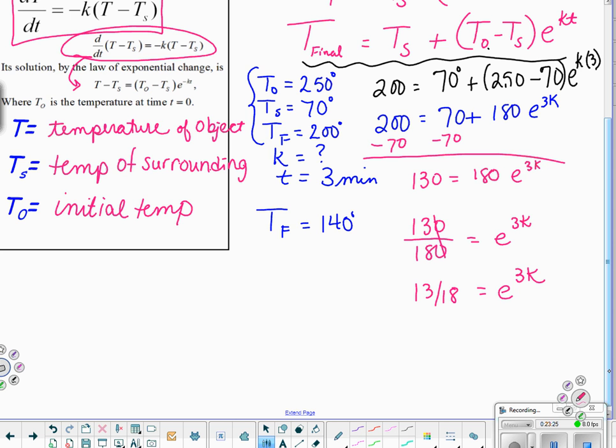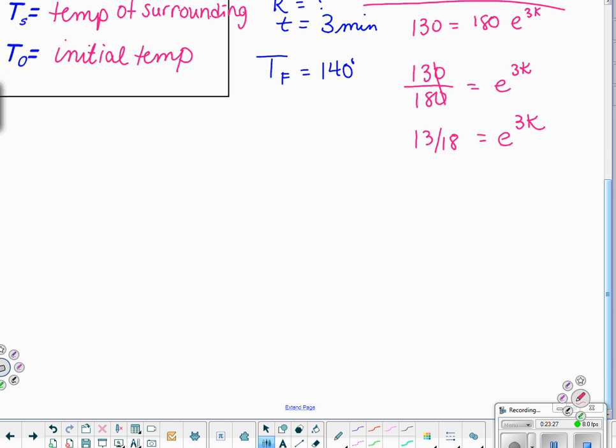Getting to K. Hey, we are getting to K eventually, right? Natural log of 13/18 equals 3K. Divide by 3 or multiply by 1/3. I'm going to do the 1/3 business. Finally, we got our K. Perfect. Next, what was the final question?